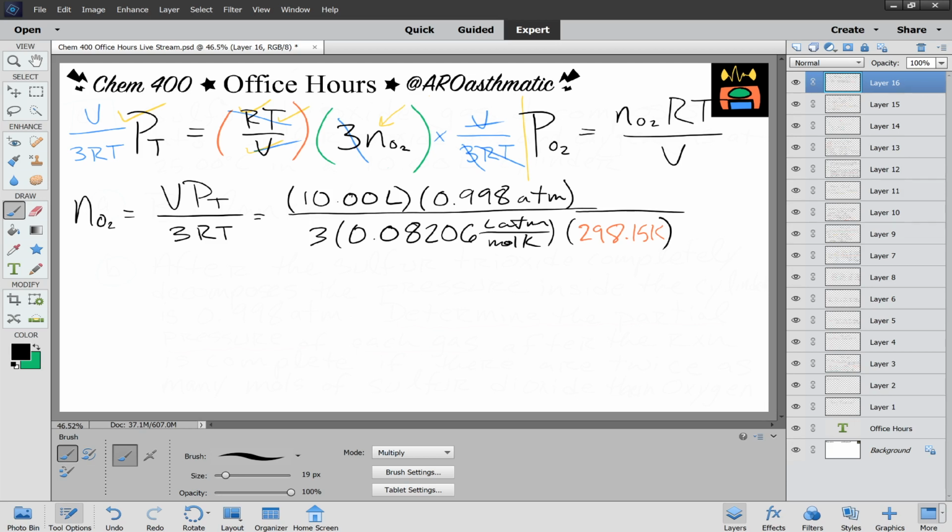All right, so now all of our units cancel. Kelvin cancels Kelvin, atmospheres cancel atmospheres. Oh wait, no. Moles don't cancel because we're solving for moles, but liters do cancel liters.